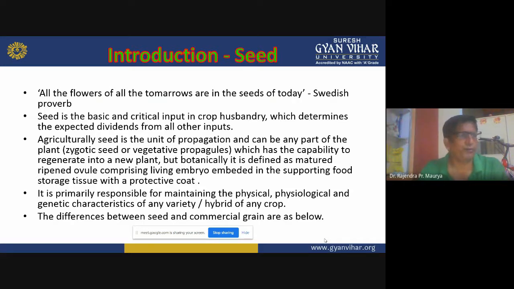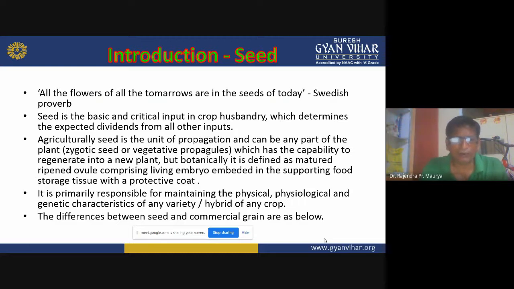Also, the most common one, for potato, is tubers. That potato tuber we can also cut into different segments. All pieces, all segments, should contain a healthy bud. And each segment we can use as seed material, that is, vegetative propagules. Or in botanical terms, it is defined as a matured or ripened ovule.